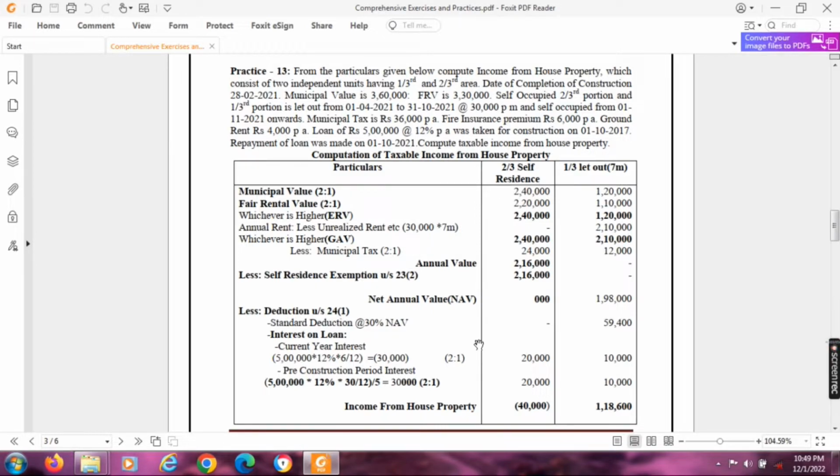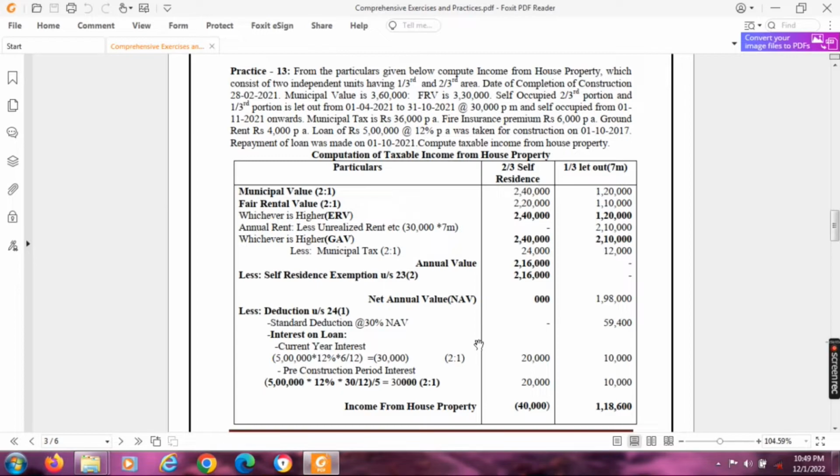Computation of taxable income from house property, 2/3 portion self-residence, 1/3 portion let out only for 7 months, because 1st April to 31st October. So April, May, June, July, August, September, October, 7 months was let out. So balance 5 months only that portion was self-occupied. That 5 months self-occupancy will be ignored. Only 7 months let out will be considered for tax purposes.